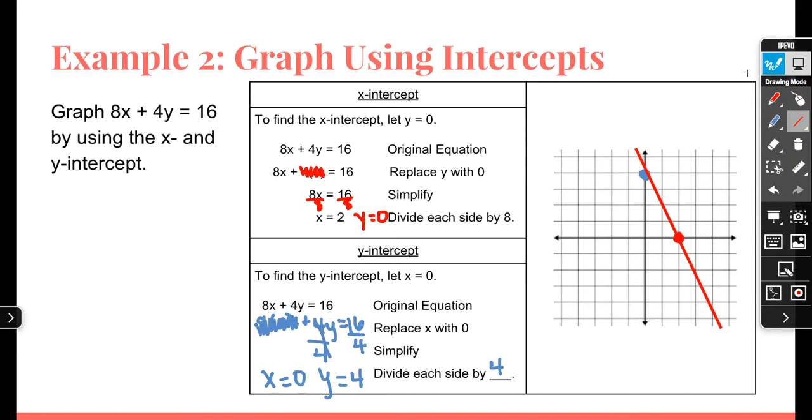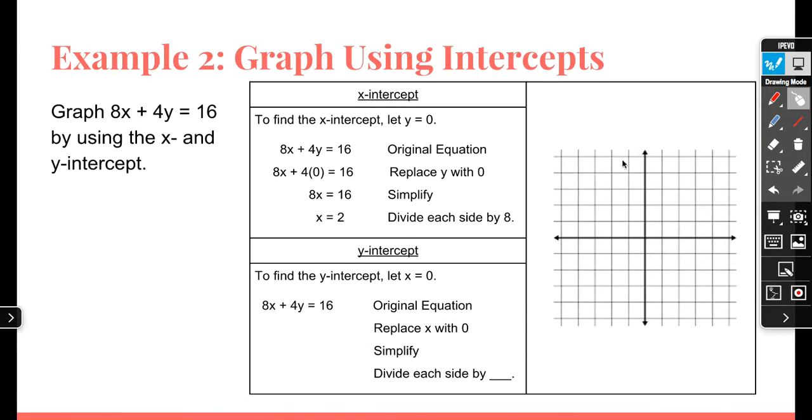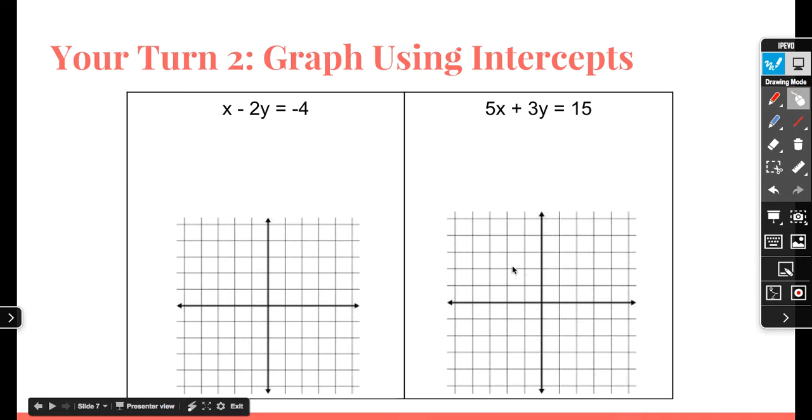So for your turn, I want you to replicate this x-intercept, y-intercept thing, either using the algebraic method showing plugging in the 0, or by using the cover-up method. So you have 2 problems on your turn. Pause the video and work through those, and then come back to see if you got them correct.